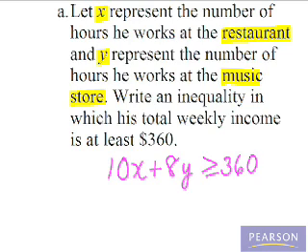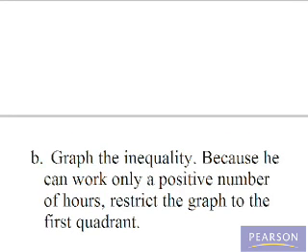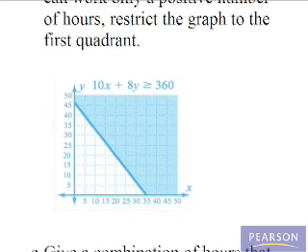The next part of the problem asks us to graph the inequality. Because he can work only a positive number of hours, restrict the graph to the first quadrant. So we look here and we have a graph in the first quadrant. X represents the number of hours that he works at the restaurant, and Y is the number of hours at the music store.